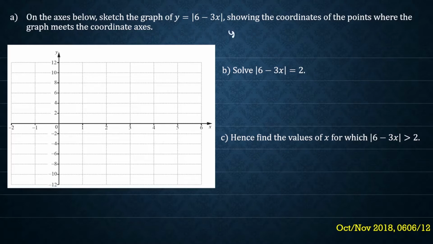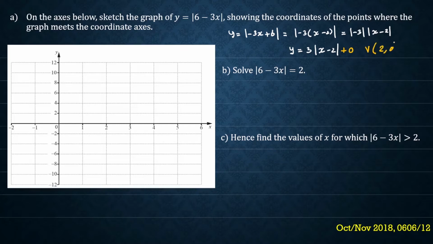Let's write our function: y equals the absolute value of negative 3x plus 6. I'll take negative 3 as the common factor. So we can write negative 3 times (x minus 2), which can also be written as the absolute value of negative 3 times the absolute value of x minus 2, which gives us y equals 3 times the absolute value of x minus 2. As we have a 0 here, we can say that our vertex is (2, 0). So we can mark that on our graph here, (2, 0).